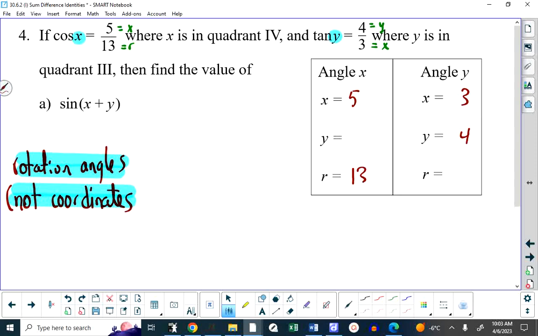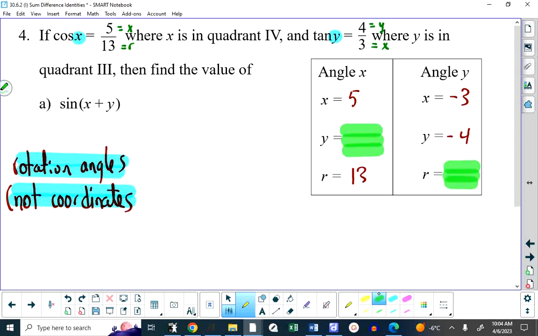I kind of am misleading you a little bit here because I've ignored part of the question, haven't I? Angle y is in quadrant 3. And in quadrant 3, x and y are both negative. That's that hidden pair of negatives that we often see in tangent. And finding r for angle y should be child's play as well. So we have to determine this number and we have to determine this number.